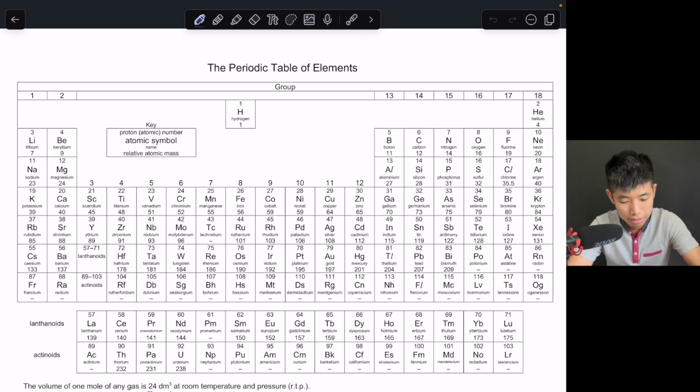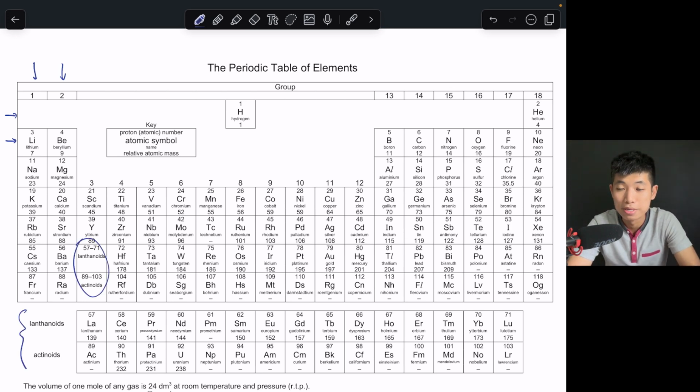In the periodic table, the vertical columns are known as your groups, and your horizontal rows are known as your periods. And there are a total of 18 groups and 7 periods. You may wonder, what does this actually mean, and why are there 2 rows of elements at the bottom? Are they actually connected to the periodic table?